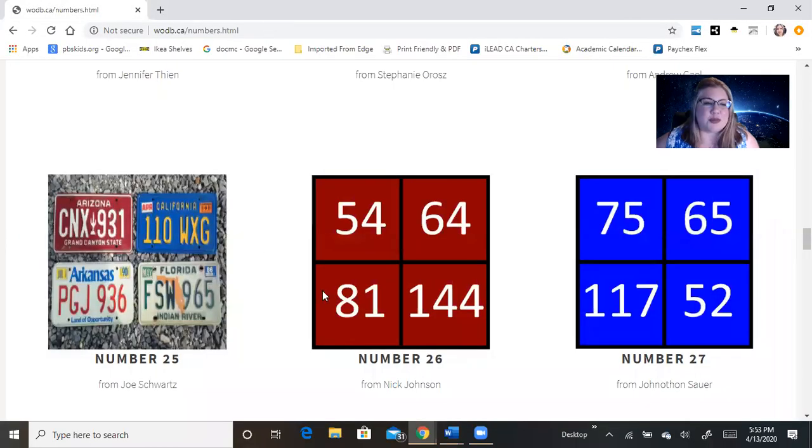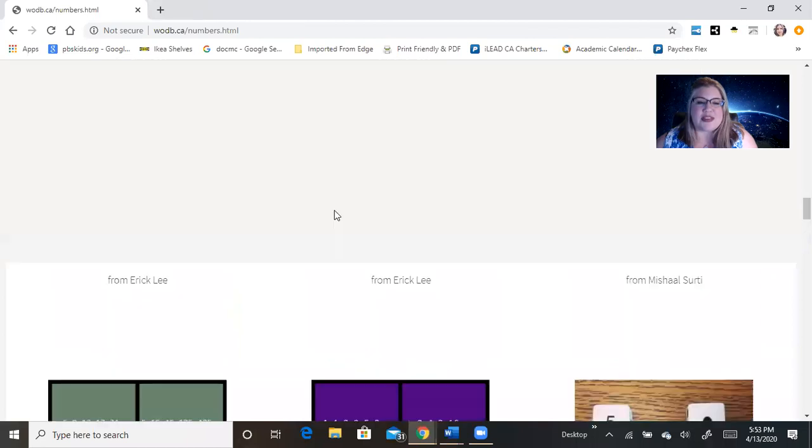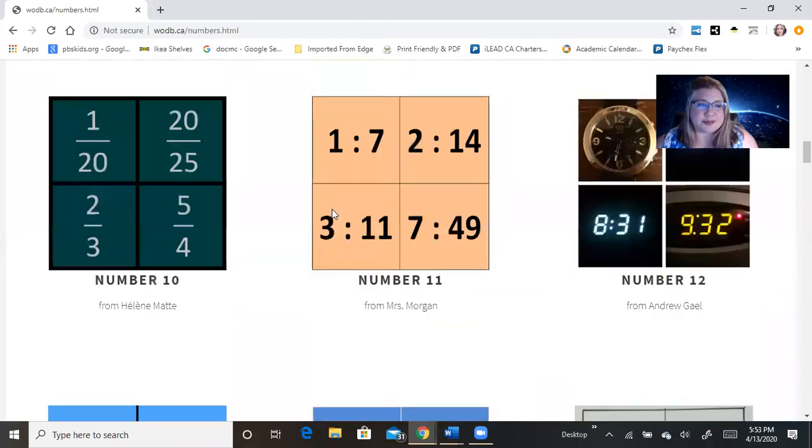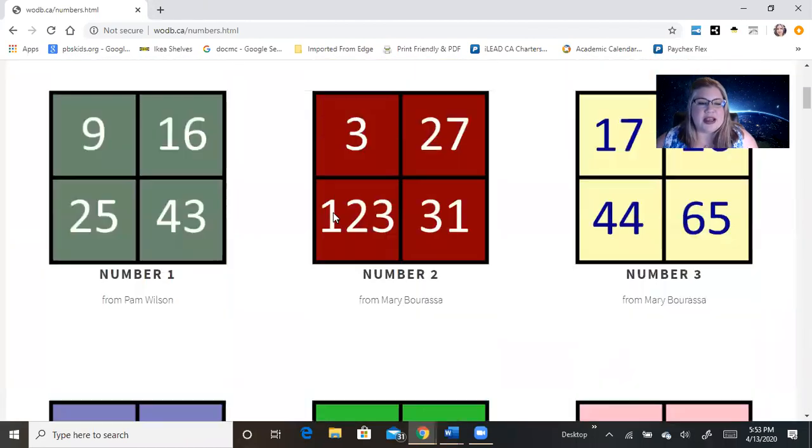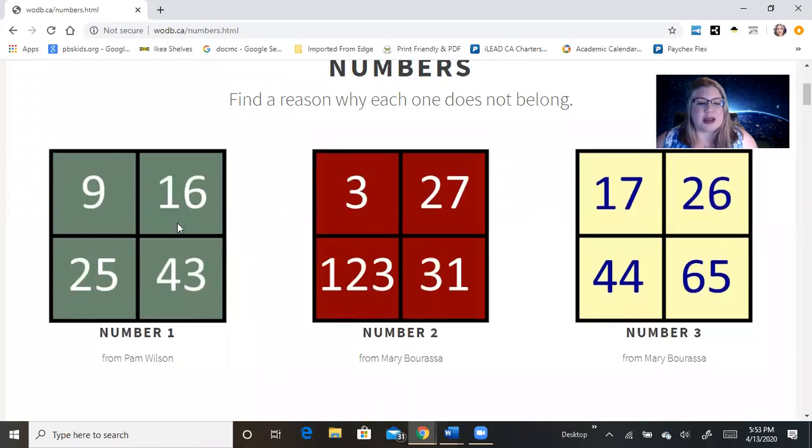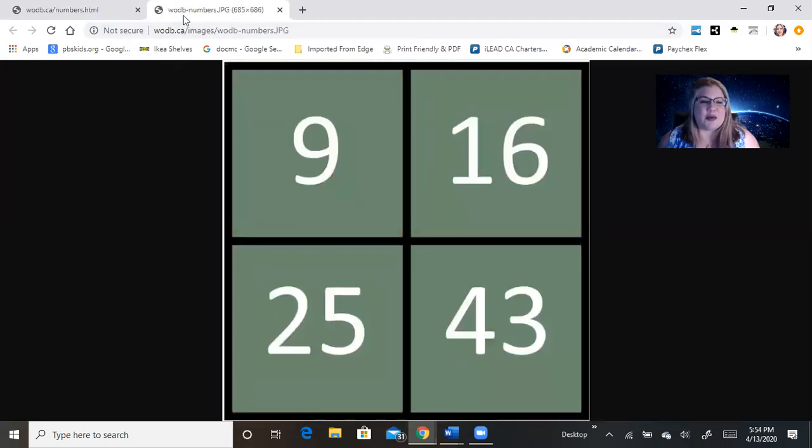Okay, so with that said, I'm going to pose the one that I want you to try on your own. I'm going to go easy for you. I'm coming all the way up to the top and we're going to look at number 1. So go ahead and have a look at number 1. Again, if you need to find it, it's at wodb.ca under the tab numbers, and it's the first one, number 1. So go ahead and have a look at this and tell me, first, which number doesn't belong and why do you think so?